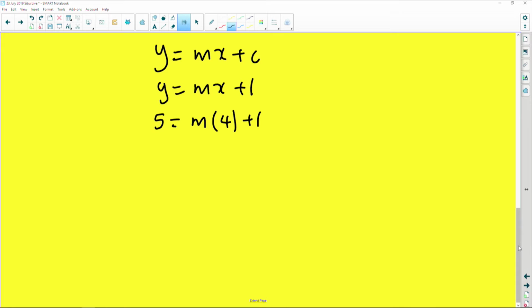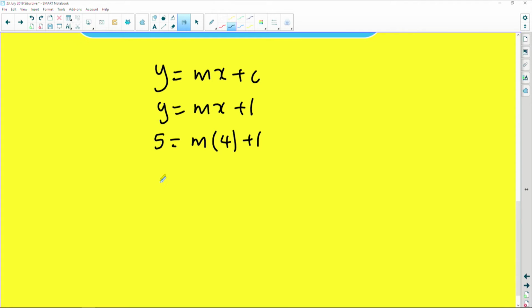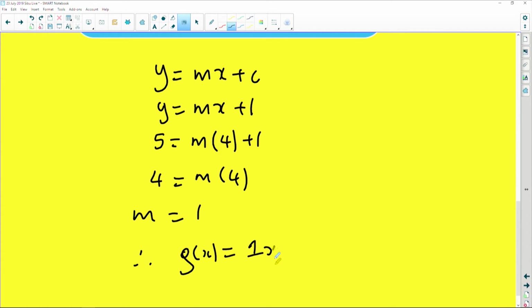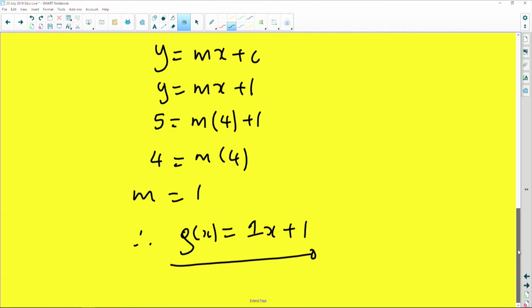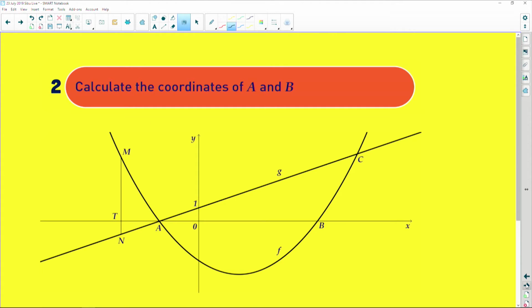The gradient is unknown, but the x value is 4, plus 1. Then we simply simplify this. Take 1 to the left: 5 minus 1 gives us 4, which is m times 4, and then your gradient comes out as 1. Therefore, the graph of g of x is 1x plus 1. Absolutely easy and simple. You can write that if you want to. Okay, let's move on to the next question.